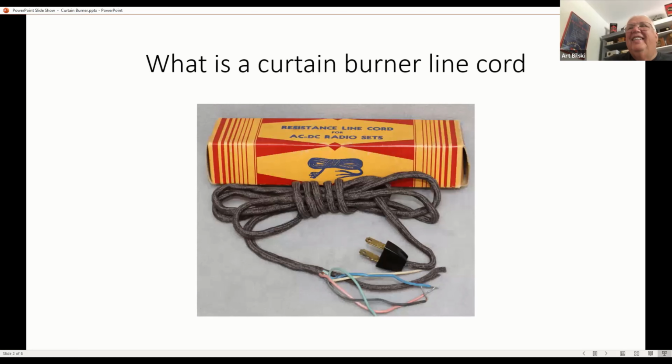So why you cannot use a curtain burner line cord today. Why? Yes. So there you go. There's a curtain burner line cord in a box. You'll notice they're generally cloth covered cables.